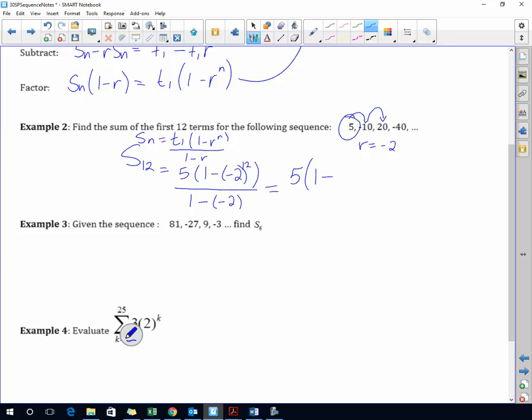Over 1, now this one doesn't have an exponent, so I can actually evaluate 1 plus 2. Yes? So what's 1 subtract 4,096? Your calculator probably can do all this in one step. So you get minus 4,095 divided by 3. Punch it all in. What do we get? Negative what?